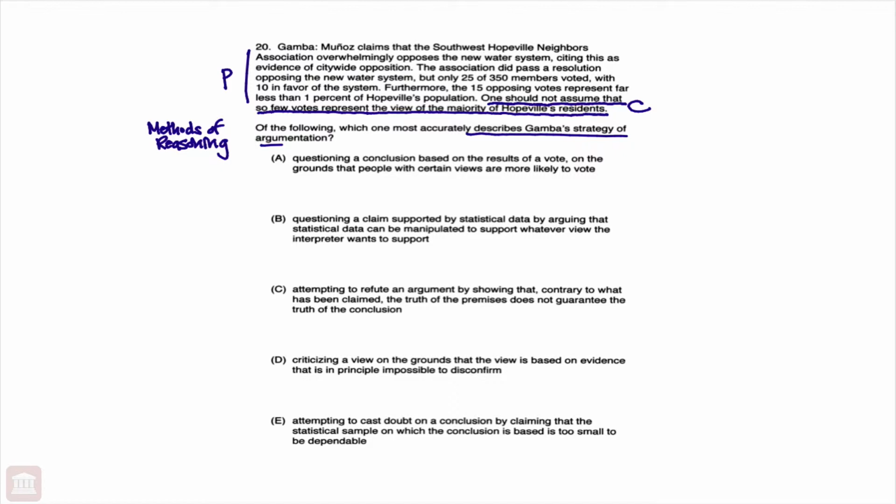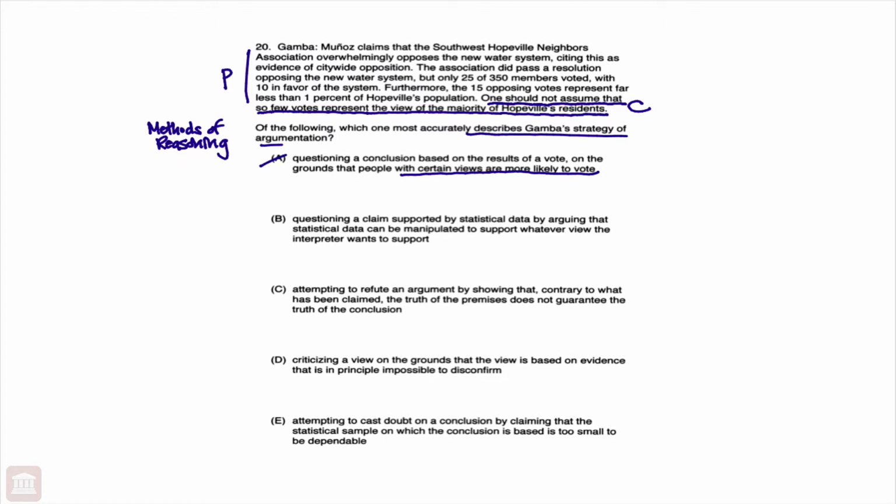So A, questioning a conclusion based on the results of a vote on the grounds that people with certain views are more likely to vote. And if you notice, that is not what Gamba does. It doesn't say that these people are more likely to vote. His issue is that there was such a small number of people opposing it when compared to the entire Hopeville population. So A does not apply.